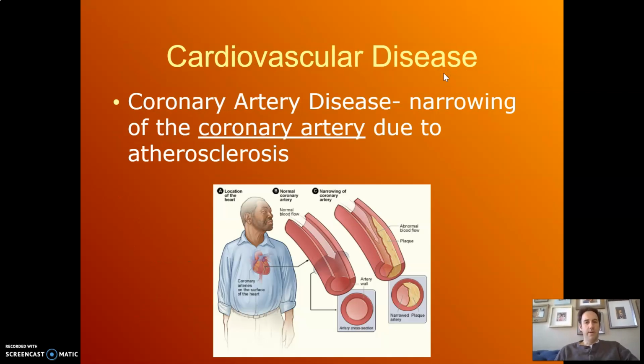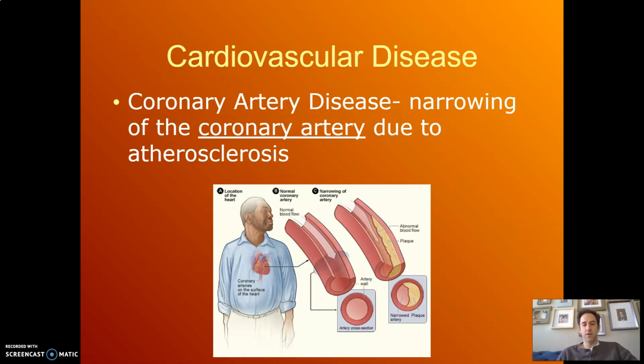So let's talk about cardiovascular disease and some other more specific types. Coronary artery disease is a specific example of atherosclerosis where it affects very specifically the coronary artery. And so the coronary arteries, you may remember, are the ones that line the surface of the heart, and their job is to provide oxygen and nutrients for the heart muscles themselves. If atherosclerosis happens in those coronary arteries, that is going to limit blood flow to the heart, and that obviously is very problematic.